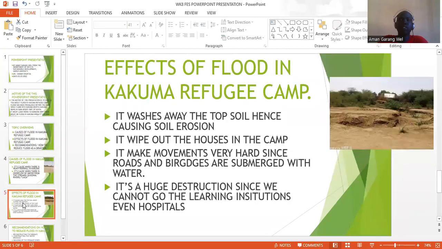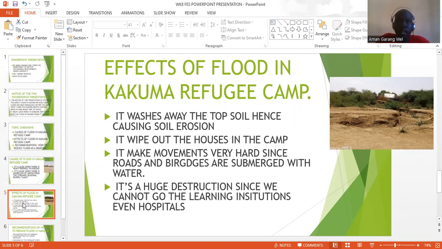When we are looking into the effects of flood in Kakuma refugee camp, it washes away the topsoil, hence causing soil erosion. This soil erosion particularly affects the environment. It is affecting some of the species within the ecosystem. For example, some living species like insects or some plant species are uprooted or washed away with the topsoil, so they can no longer exist. So these species are sometimes stressed out by the disasters caused by the flood.